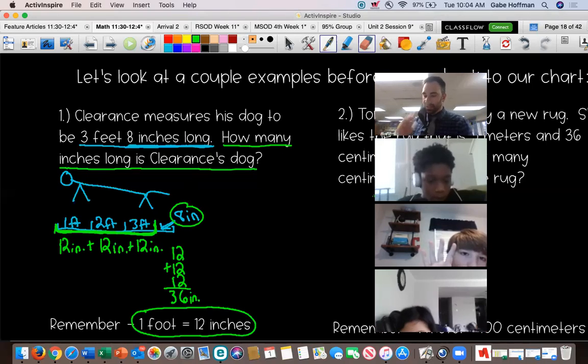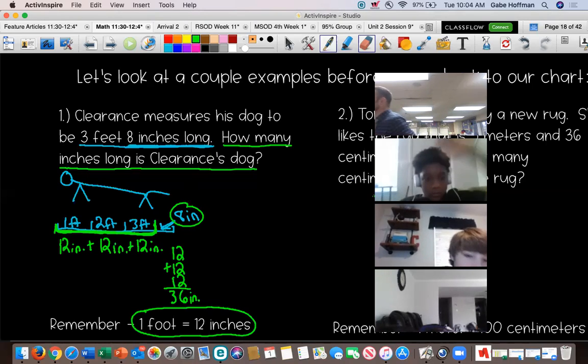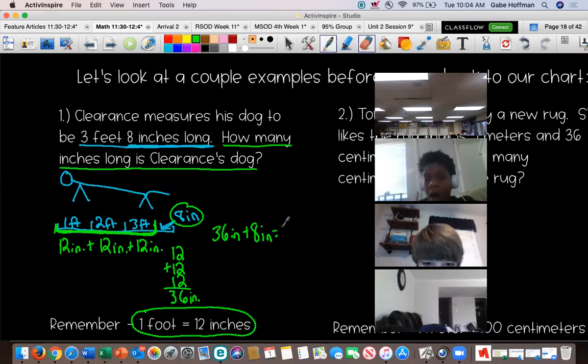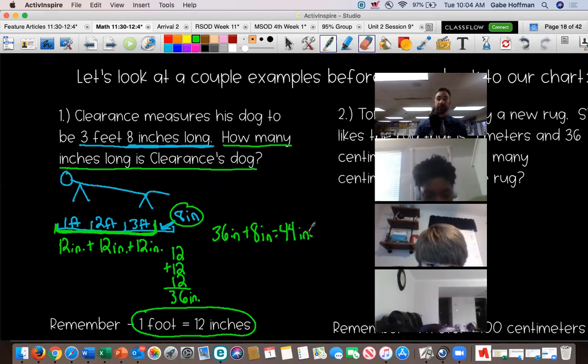Besides those 3 feet, CJ, what do I need to do? Add the 8 inches. Yeah, I have to add in the 8. So I'm going to do 36 inches plus 8 inches, and I get a total length of that dog of 44 inches. Right? So that's what these problems are asking us to do. They're asking us to convert from one unit to the other.